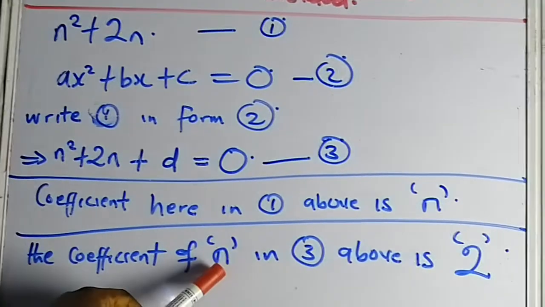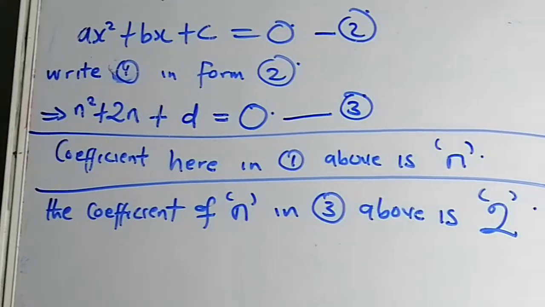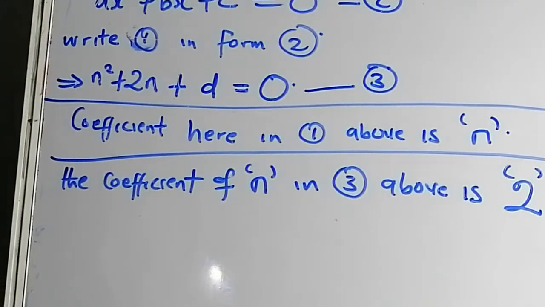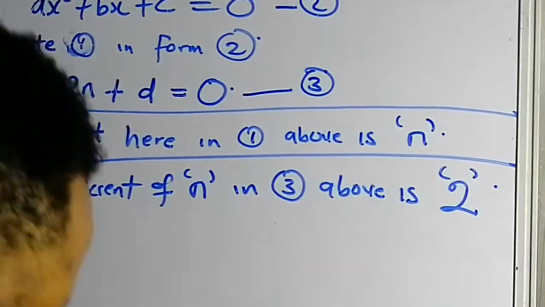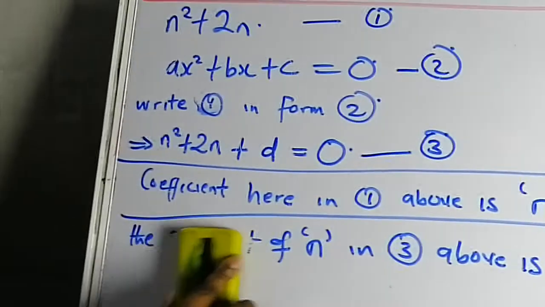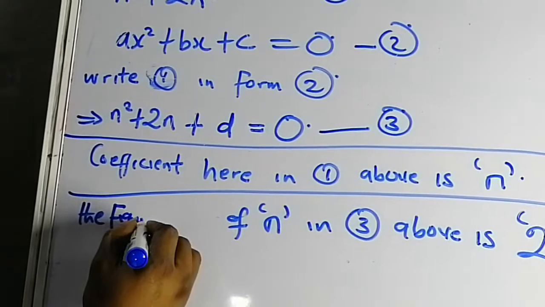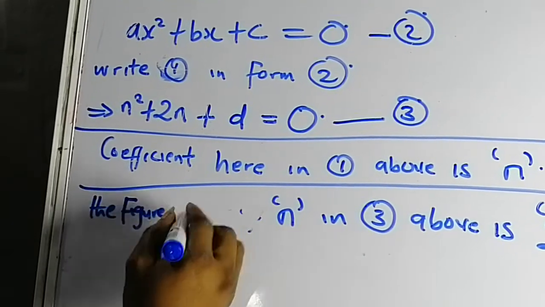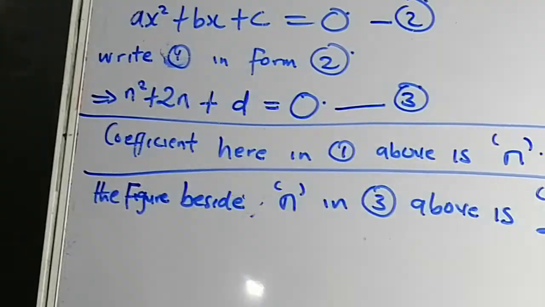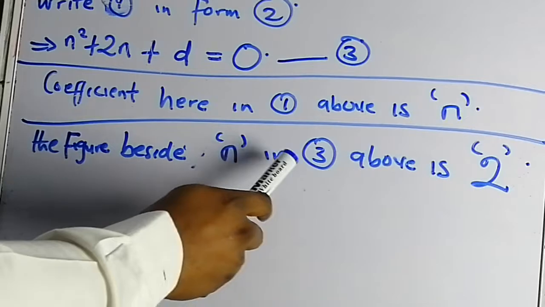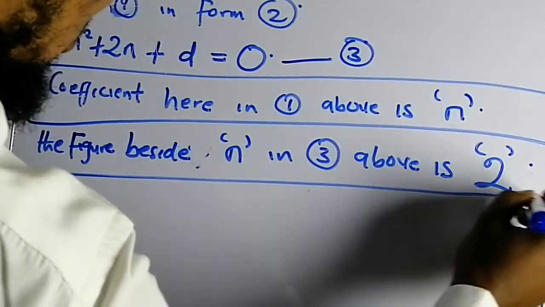Then the coefficient of n in 3 above is the figure beside n. What is the figure beside n? It is 2. Or rather, don't let me use the word coefficient here, let me use the figure to be clear. The figure beside n in 3 above is 2.